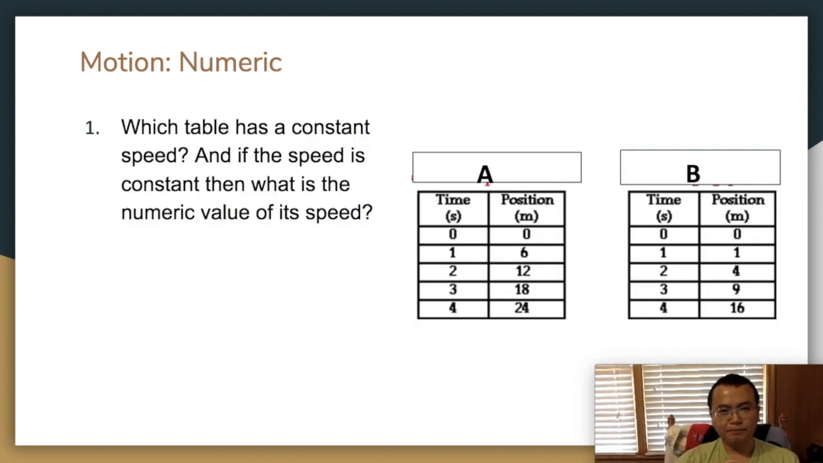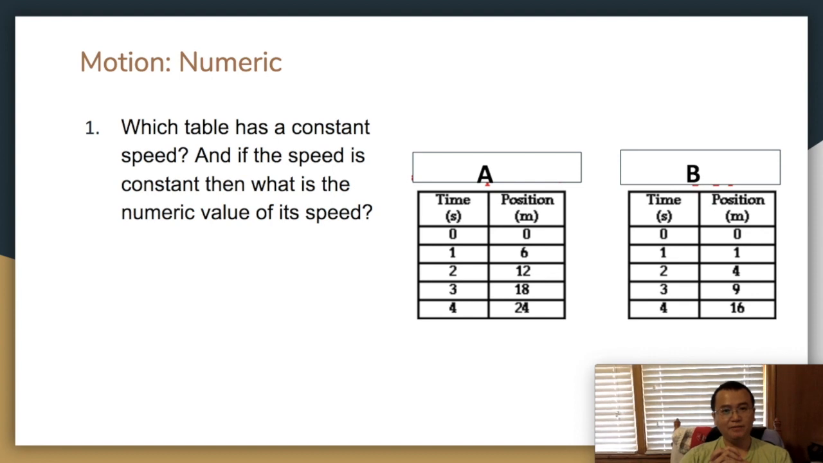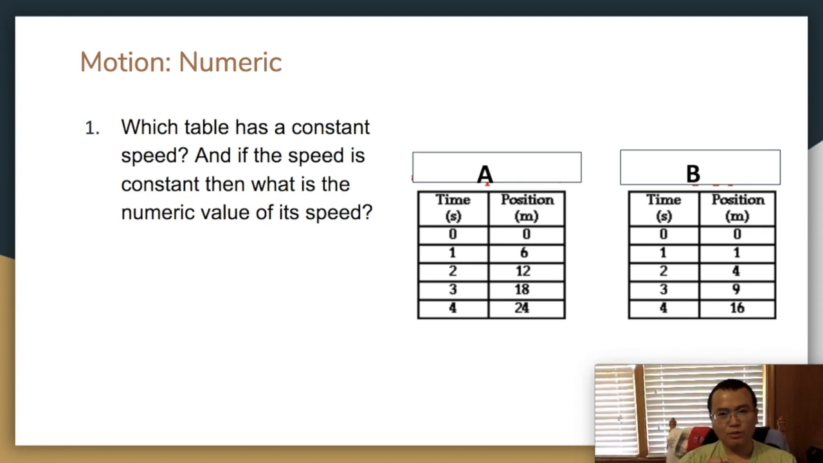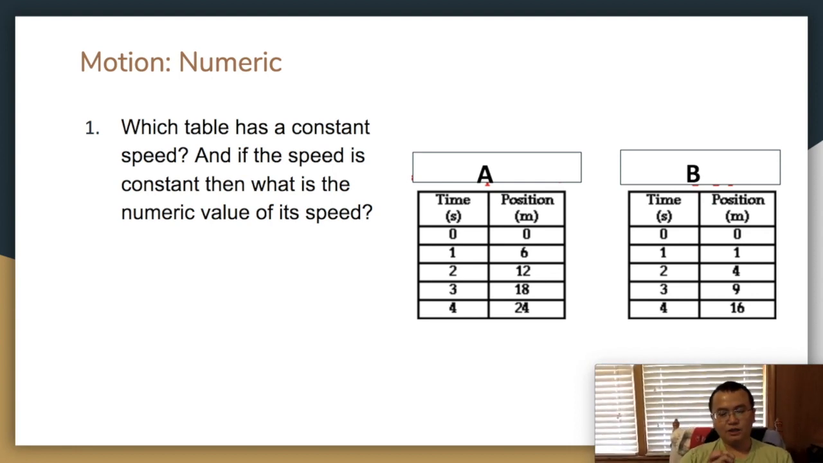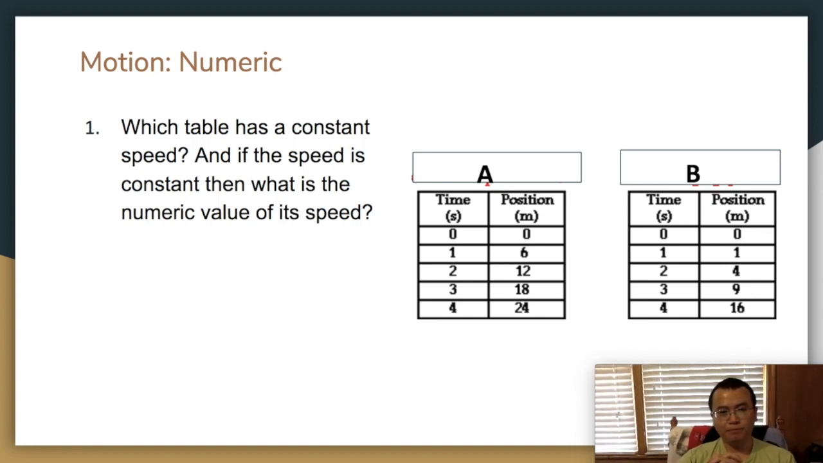Let's look at these two tables, table A and table B. Which table has the constant speed? And if the speed is constant, then what is the numeric value of its speed? Okay, I want you to take a few seconds to figure that out. Pause the video, and when you're ready, just click play again.